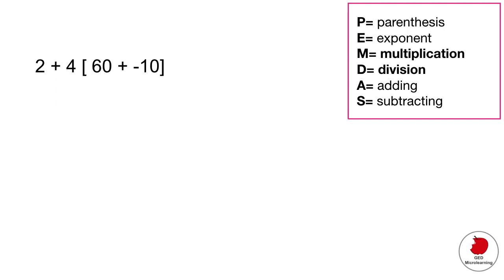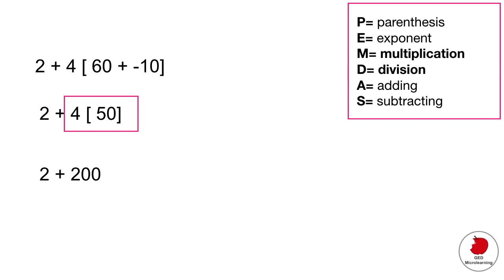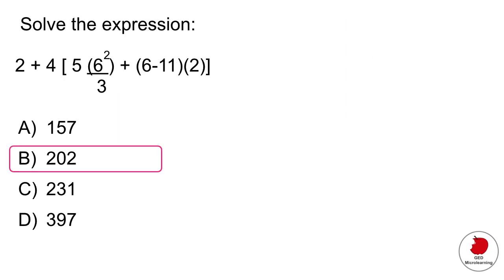Let's just clean this up a little bit more. 60 plus minus 10 would be 50. And this is what you end up with. The next thing in our PEMDAS is multiplication or division. So we're going to multiply that 4 by 50. That would give you 200. And then the last thing is adding and subtracting. 200 plus 2 is 202. And that's option B.